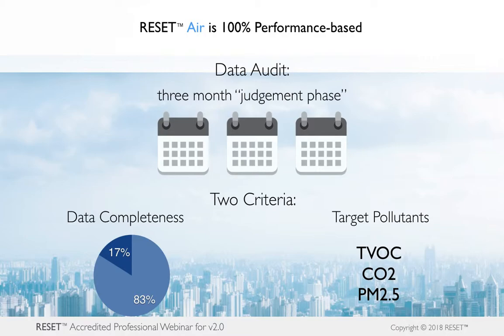The first is completeness of the data. In other words, did the project's monitors properly collect and report sufficient data that can then be evaluated? And the second is target pollutants. Did your project meet the requisite pollutant thresholds as outlined in the standard? And again, this is in respect to which AIR certification you are pursuing, CI or CS.